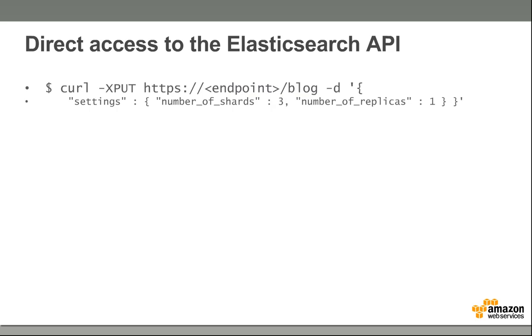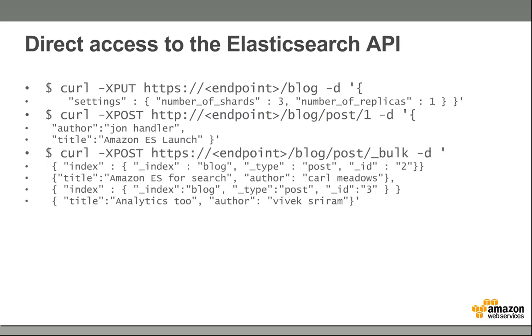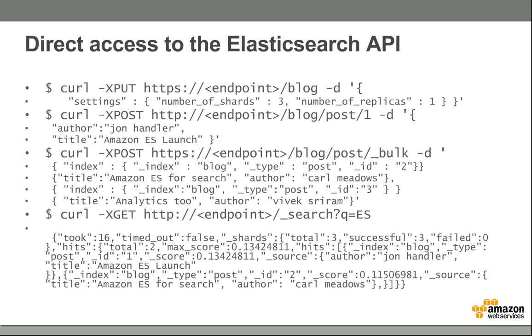And just to make the point, Elasticsearch itself is a full-text search engine. So we do support sending in individual documents. This is an Elasticsearch API call that allows you to send in an individual document. In this case, it's a blog. Author is John Handler. Title is Amazon ES Launch. Here we have a bulk call that allows us to send in a couple more blogs, and we can query in a normal search engine fashion for the term ES, and we'll get the hits back for the documents that match that term.